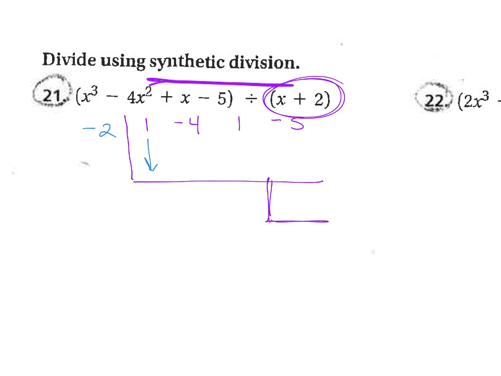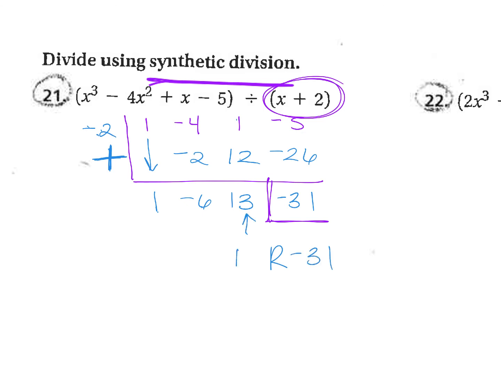So drop down your 1. Negative 2 times 1 is negative 2. And now we're adding these. So negative 4 plus negative 2 is negative 6. Now multiply. Negative 2 times negative 6 is a positive 12. Drop that down. 1 plus 12 is 13. Multiply that. Negative 2 times 13 is a negative 26. Add those together. You get a negative 31. And now you set it up as your polynomial. So this is your remainder.